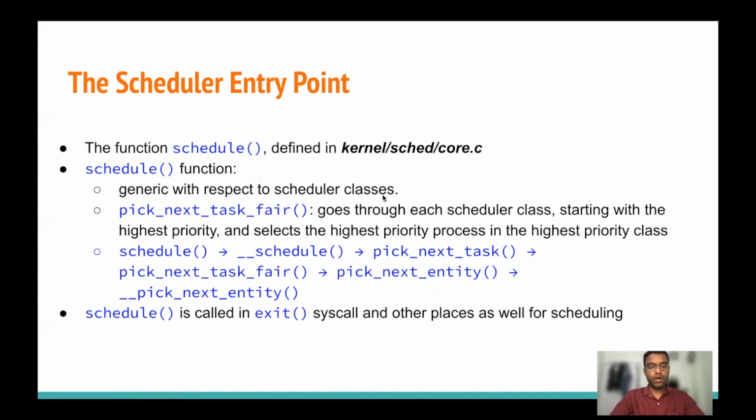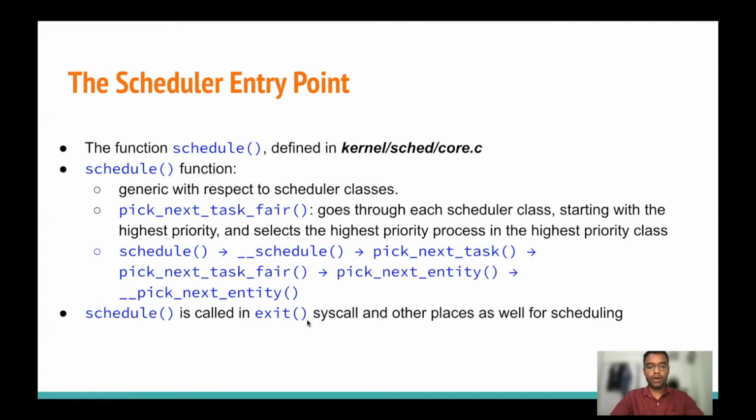To schedule a new task, it will call this function pick next task, which goes through each scheduler class starting from the highest priority, and it will select the highest priority process from the highest priority class. And this is the function sequence. The schedule function internally will call the main schedule function, and then this function will call the pick next task function, and then this function internally calls pick next task fair, and this function will call the pick next entity that we have already discussed.